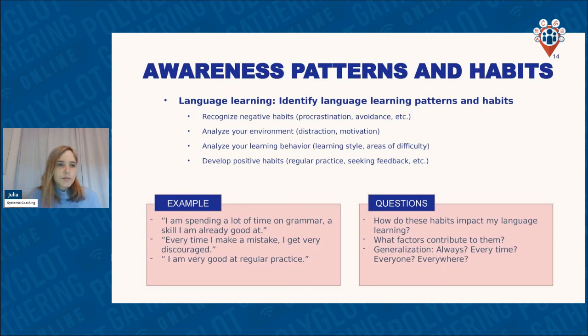And also another example would be, every time I make a mistake, I get very discouraged. This is an invite for a coach to ask about generalization. If someone says every time, I would really ask again, always, every time, everyone, everywhere. Does it really happen all the time? Or can you think of exceptions where maybe it was different? That then would help you to actually get more healthy habits that would help you to go forward.